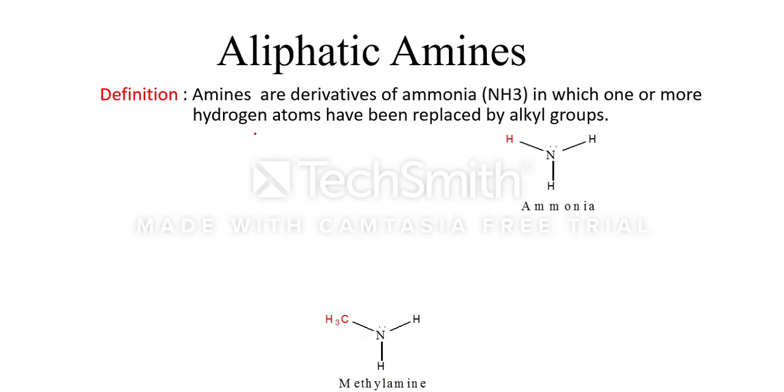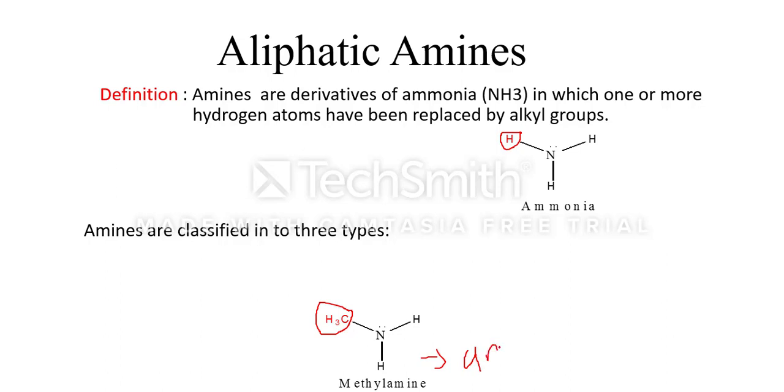The definition says amines are derivatives of ammonia in which the hydrogen atoms have been replaced. This hydrogen is replaced by alkyl groups. This is called an amine. Generally, aliphatic amines are formed when alkyl groups replace any one of the hydrogens from the ammonia.